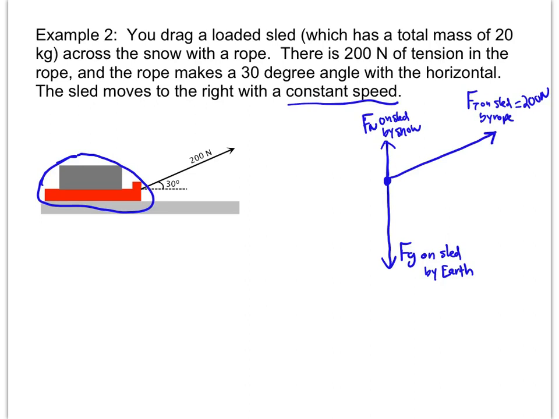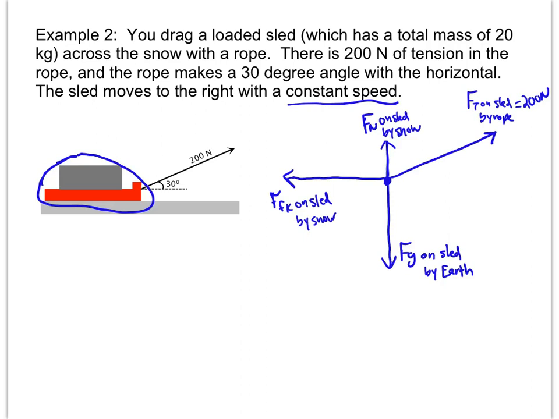So opposing the motion, we've probably got a force of friction here. And we're going to go with kinetic friction since it is moving. Force of kinetic friction on the sled by the snow.